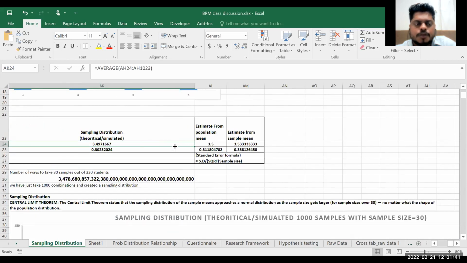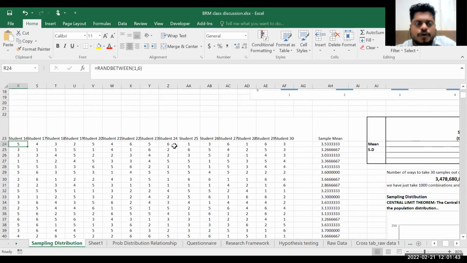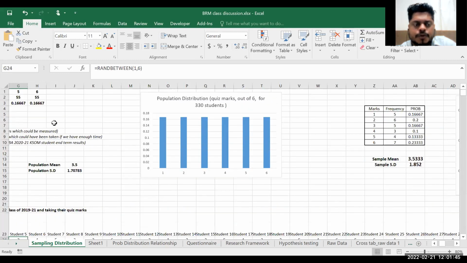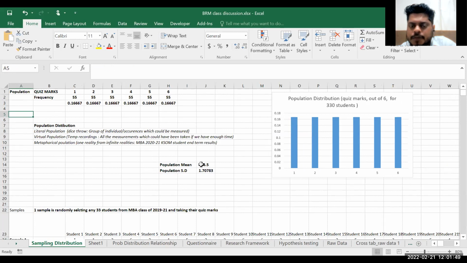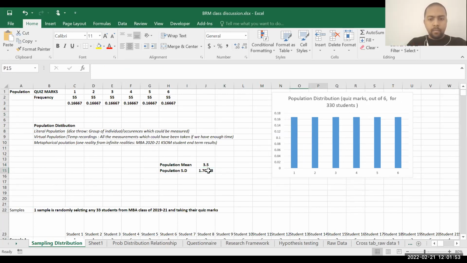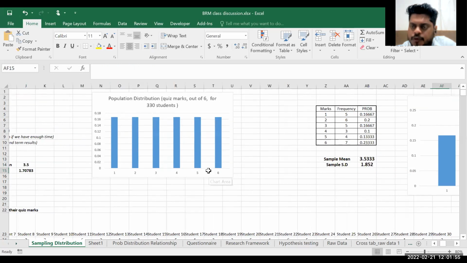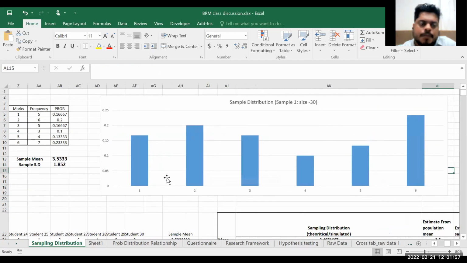So what was my population mean? If I go back and look into that number, I have 55 students, each scoring 1 mark, 2 marks, up to 6 marks. So the population mean was 3.5, standard deviation was 1.70, right? For the particular sample which I had chosen, my sample mean was 3.53, sample standard deviation was 1.52, right?